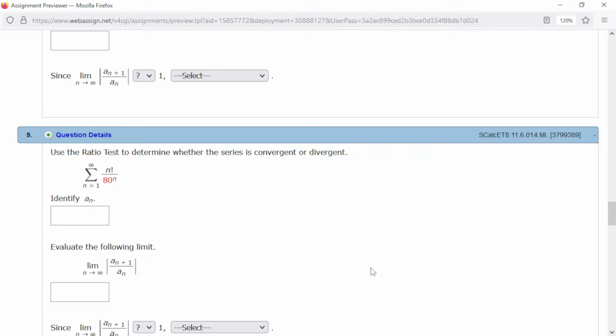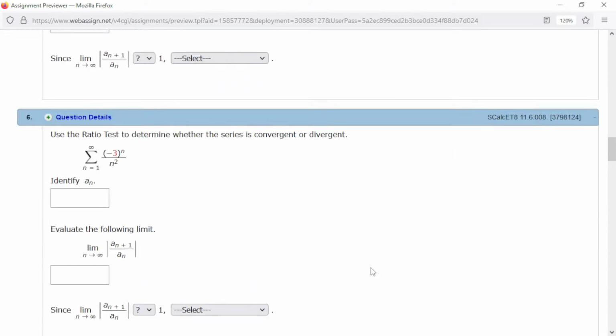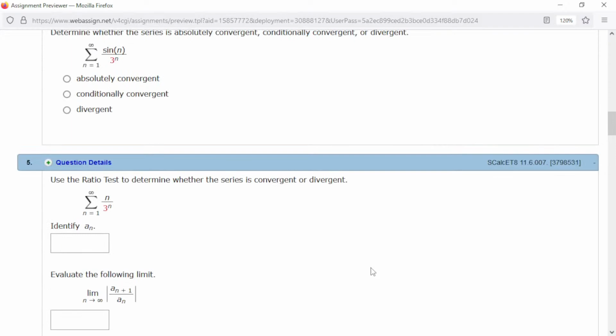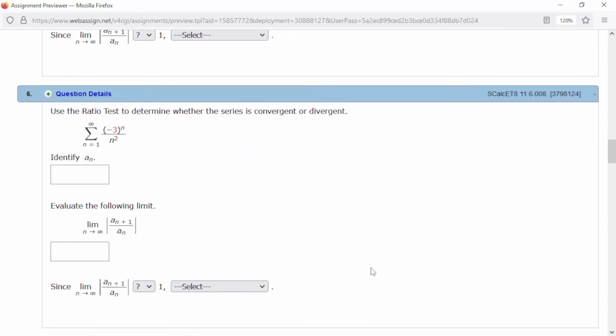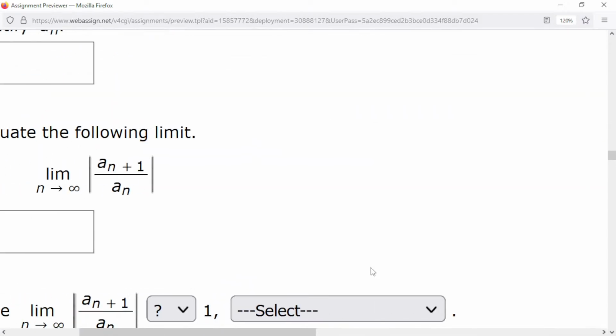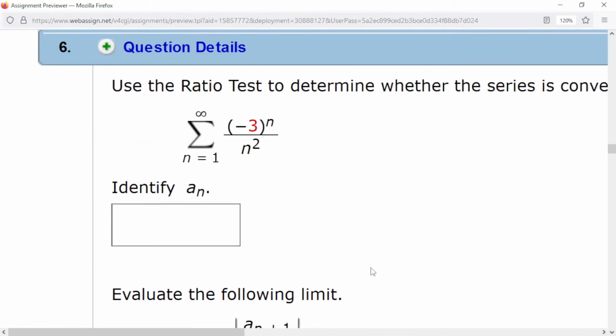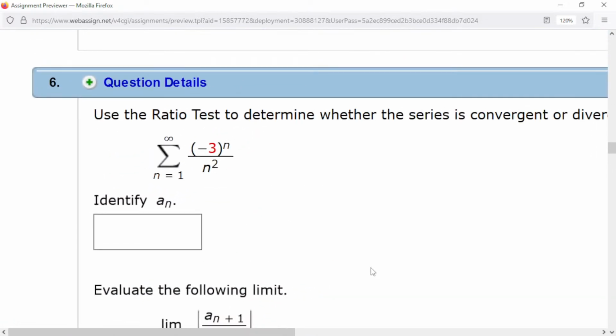Anything up to 9 if you've done it. If you haven't done it, what do you think? I can do number 6. See, it's not due till Monday, but I'll do it anyway. So let's go find number 6. Up here, is that 5? There's 6. Let me zoom in. I can't see a thing. Ah, that's better. So it says use the ratio test to determine whether this series is convergent or divergent.